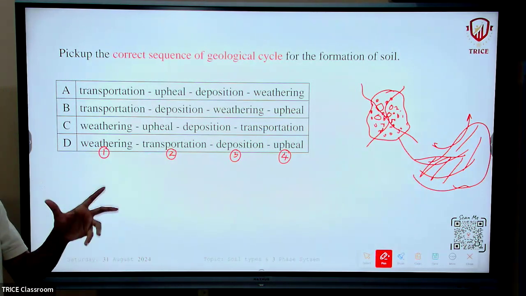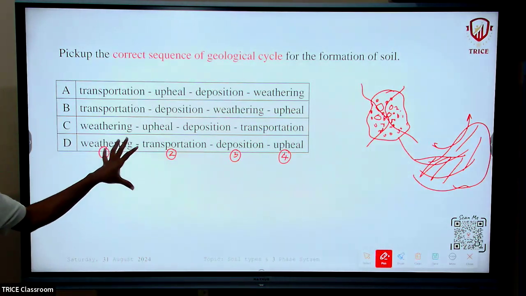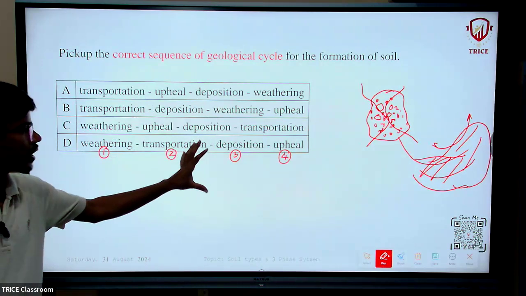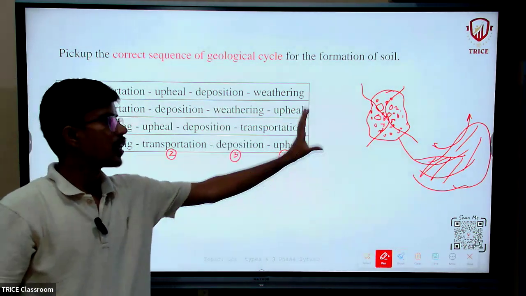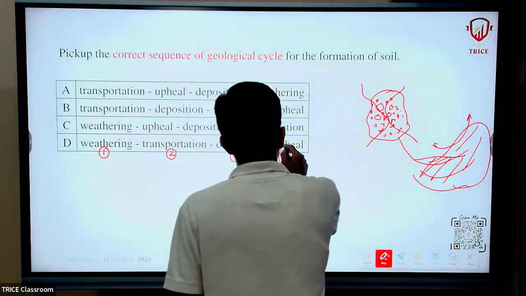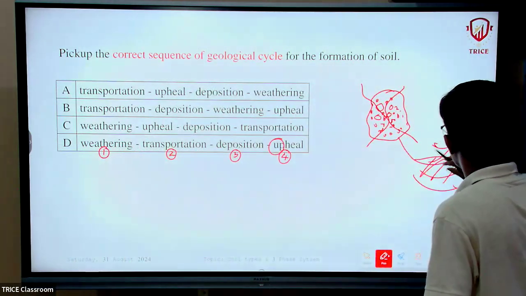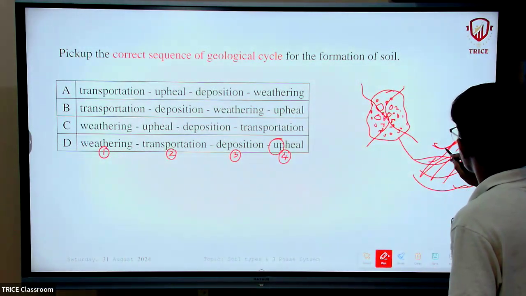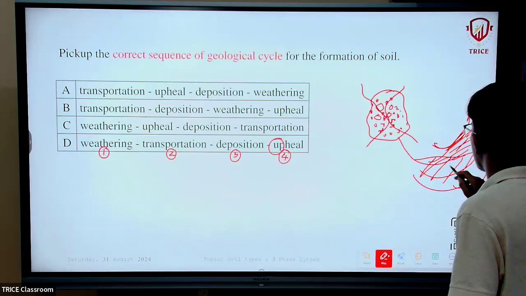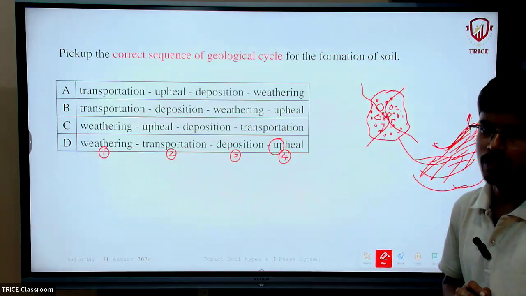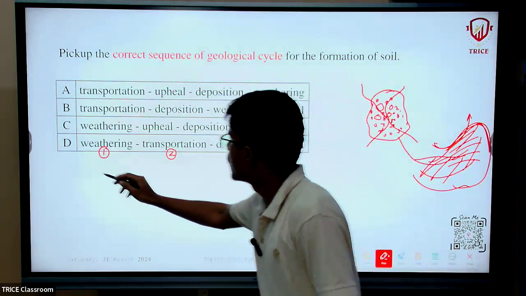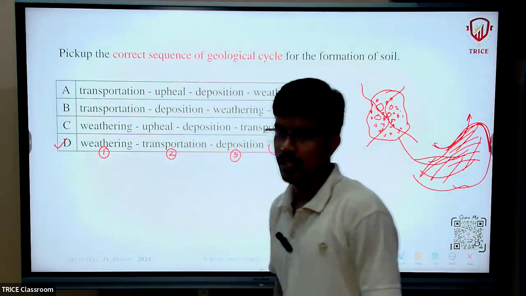Whatever the soil property, it gets weathered, then transported, then deposited, then uplifted. Uphill is nothing but the formation of the upstream, the up portions, the hilly portions, what we call the uphill portions. The correct sequence is option D.